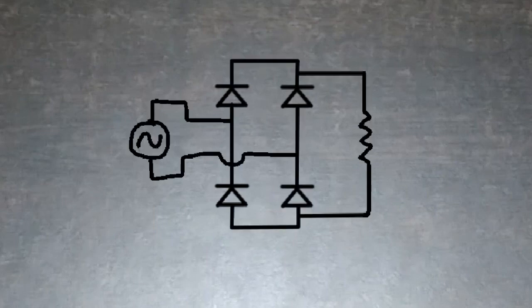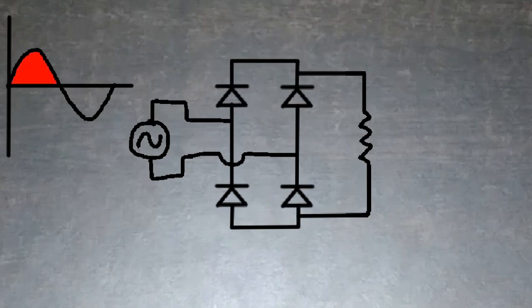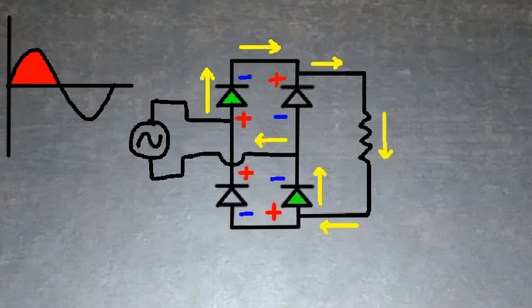Now, if we make arrangement like this, then for positive cycle, these terminals become positive and these becomes negative, which makes these two diodes forward bias and current flows as this, which makes this terminal of resistance as positive and this as negative. So, for positive input cycle, we get positive output cycle.